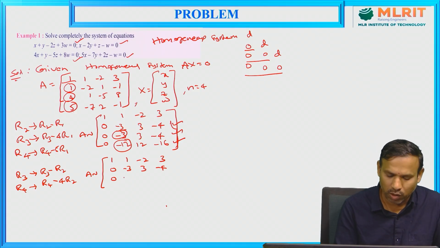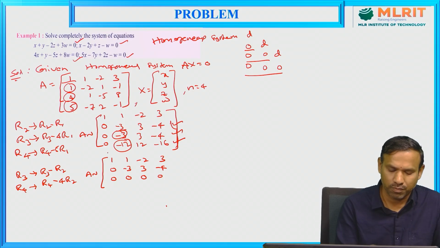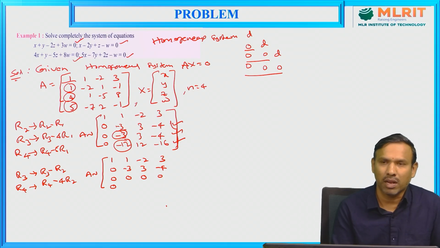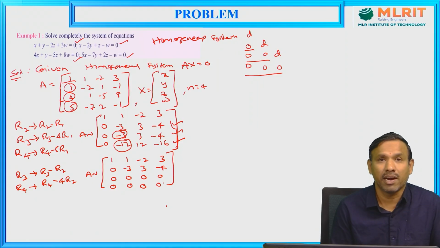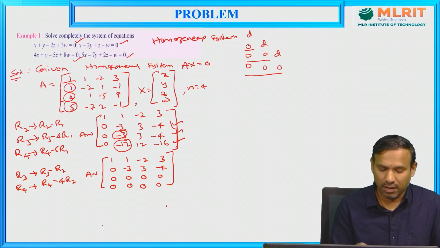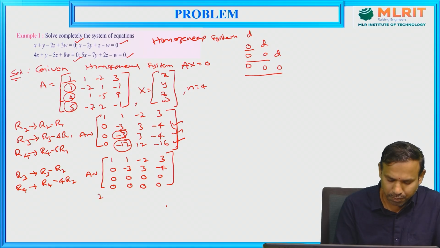0 minus 0, 0. Minus 3 plus 3, 0. 3 minus 3, 0. Minus 4 plus 4, 0. Next, R4 minus 4R2. 0 minus 0, 0. Minus 12 plus 12, 0. 12 minus 12, 0. Minus 16 plus 16, 0. Already we said the identical rows, definitely 2 rows will become 0, 3 rows are identical, and 2 rows will become 0.